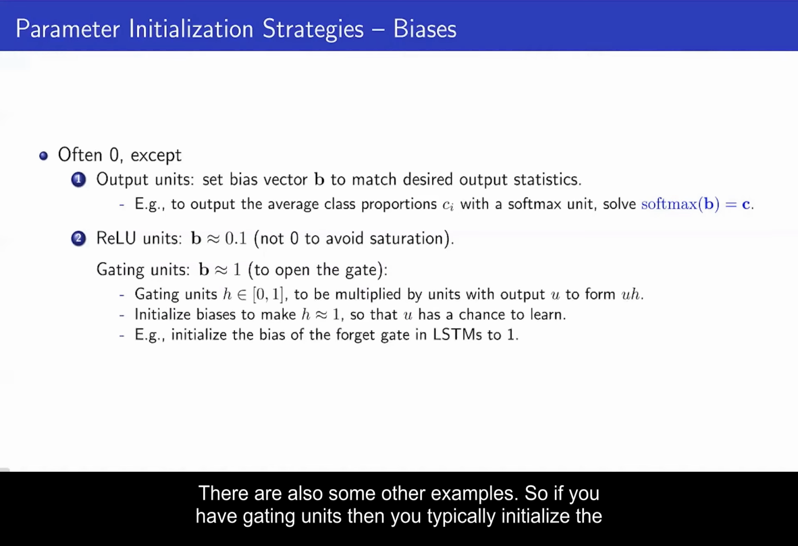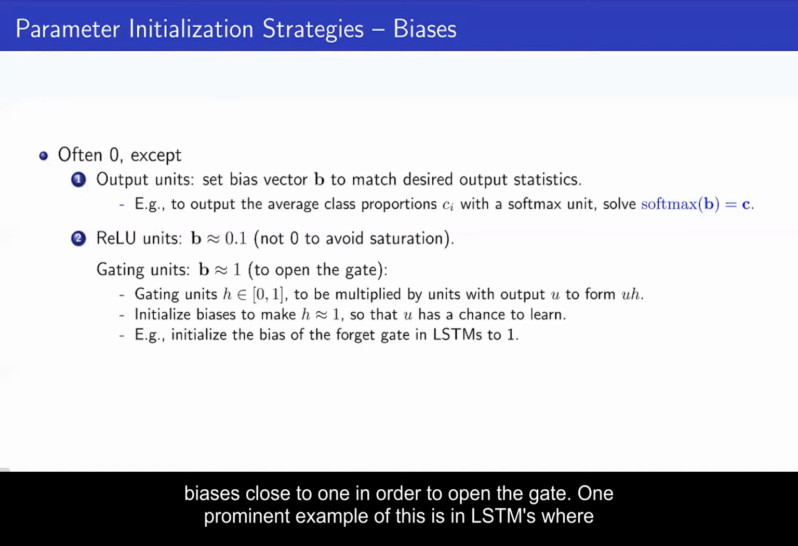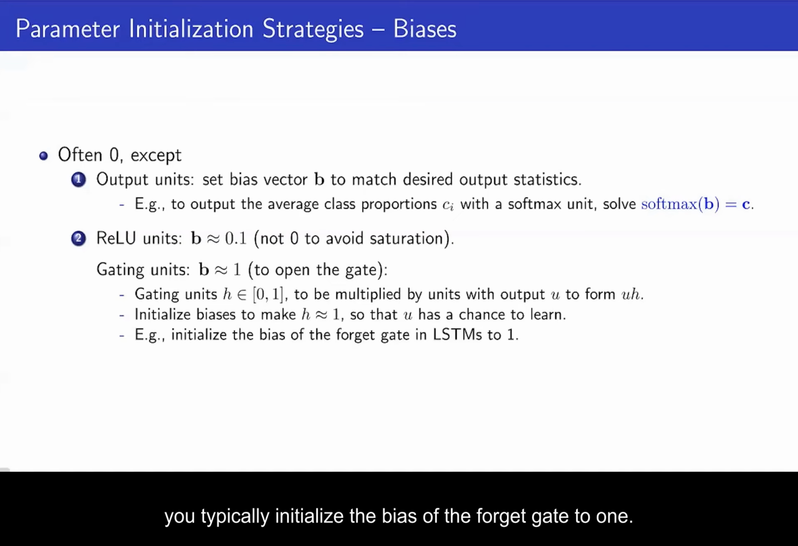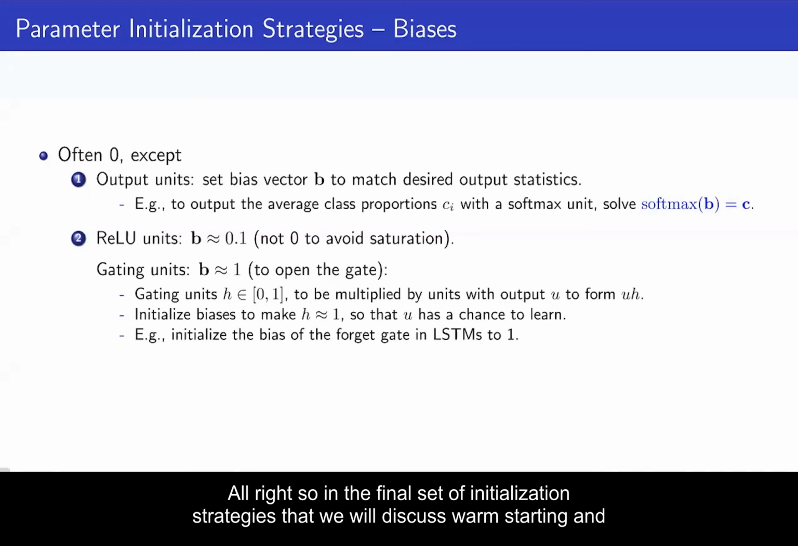There are also some other examples. If you have gating units, then you typically initialize the biases close to 1 in order to open the gate. One prominent example of this is in LSTMs, where you typically initialize the bias of the forget gate to 1.